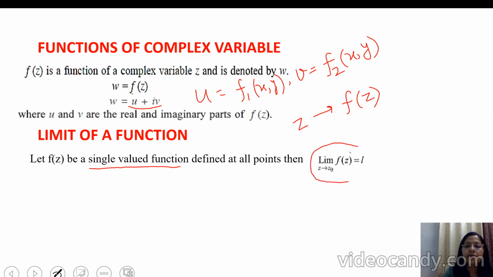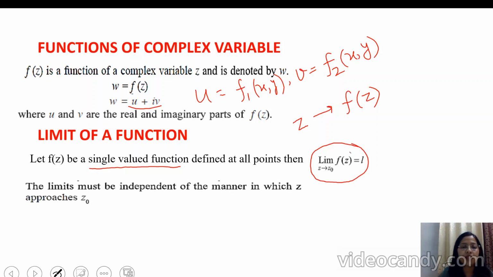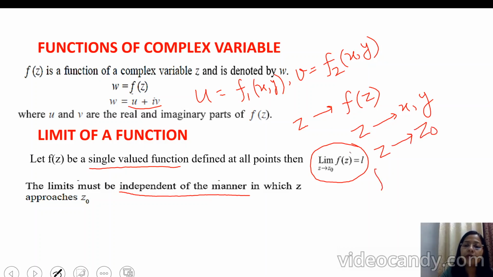Mathematically this can be denoted by limit z tends to z naught, where z naught is some point, of f of z is equal to L, which is some finite number. Then we say that the limit of this function f of z exists. But one point in addition is that the limit must exist in an independent manner. Independent manner means, since z is a complex number, it depends upon both x and y. So of course z would be tending to z naught following some path.